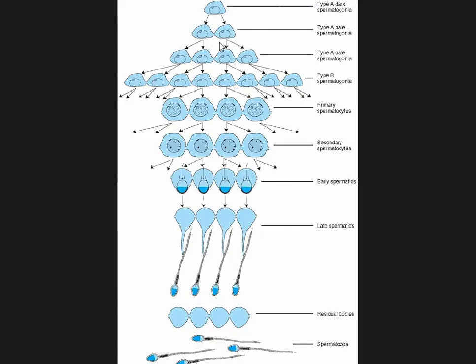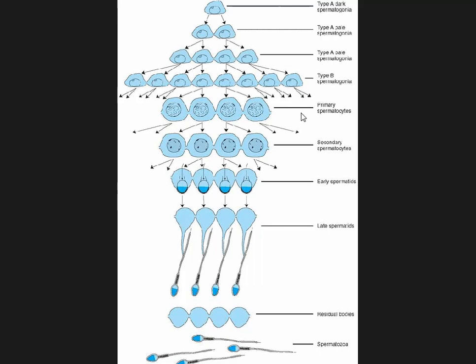In this picture, in summary, you can see that type A dark spermatogonia are differentiated from the PGC. As I told you, these are stem cells that divide and make type A pale, and as a result of many mitotic divisions, make type B and type D.